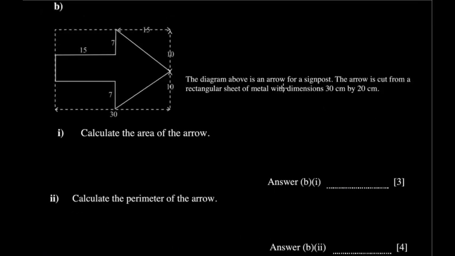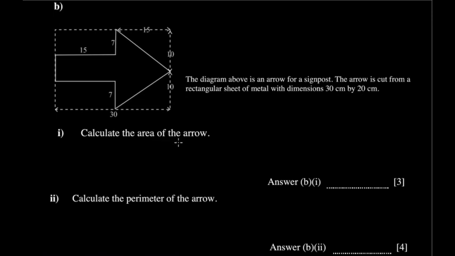This one says the diagram shows an arrow of a signpost. The arrow is cut from a rectangular sheet of metal, dimensions 30 centimeters by 20 centimeters. So this rectangular sheet here is what we started with, and then they started cutting out this part, this part, this part, and this part. That's what they're telling us.